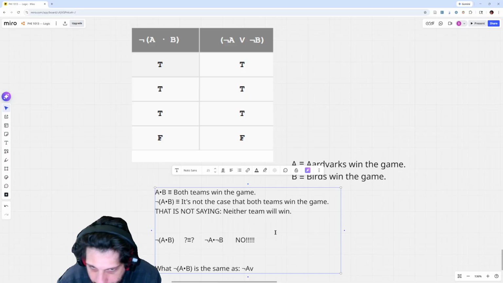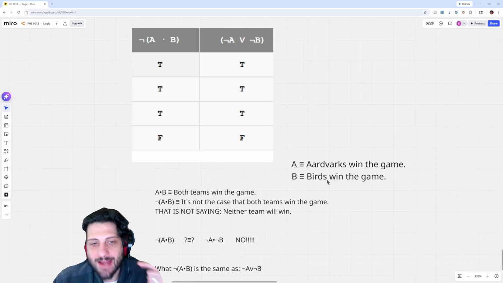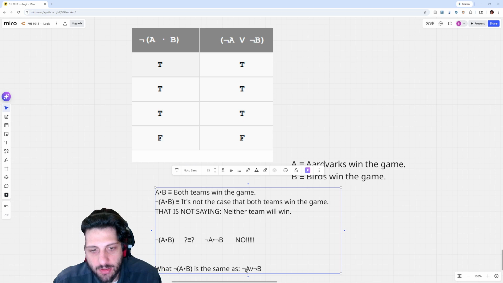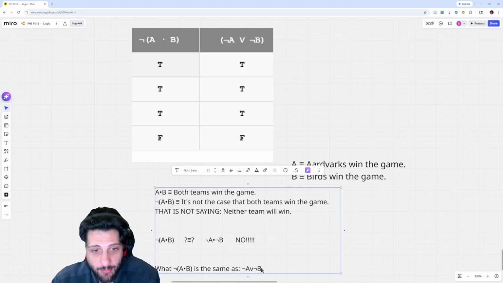When I say that it's not the case that both will win, that's just the same thing as saying either one will lose or the other will lose, right? I'm not even necessarily telling you one of them will win. I'm just saying it's not the case that both of them will win, right?